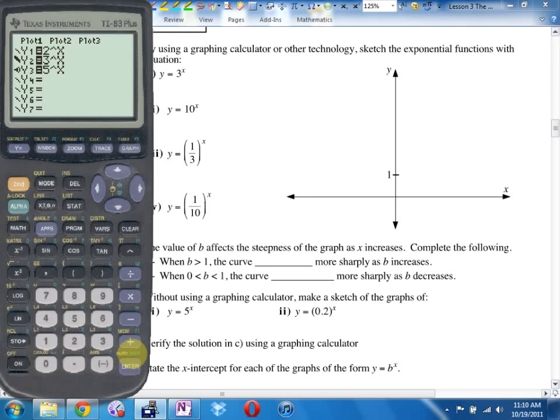There's 2 to the x. There's 3 to the x. And there's 5 to the x. As this number gets bigger, what happens to the steepness? Gets steeper, which makes sense.